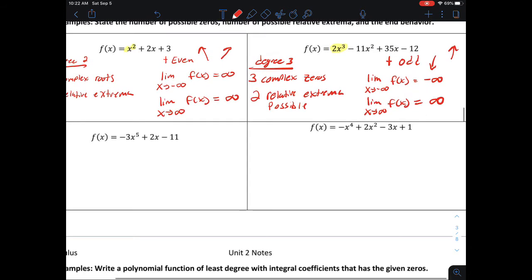And we get 2 more cases here. So looking at the third one, highest degree term is x to the 5th. So we have a degree 5 polynomial. So fundamental theorem of algebra tells us there'll be 5 complex roots. And it'll have at most 4 relative extrema.